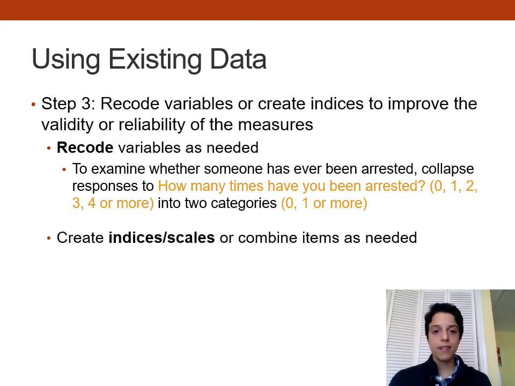Another thing that you can do with existing data is to find multiple items that seem to be related to each other, whether or not they were intended to be, and use them to create a scale or an index. Just as a reminder, a scale and an index are words for the same thing in this context, where they are groupings of related items that all measure the same topic. And you could combine those items together by averaging them or adding the scores together to get a single measure for the variable that you're interested in.